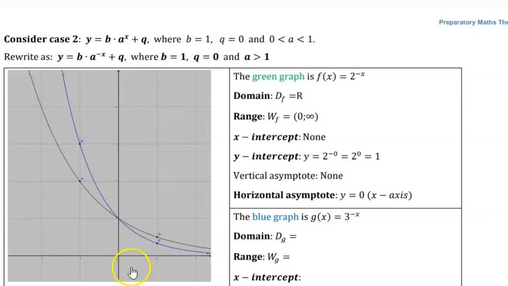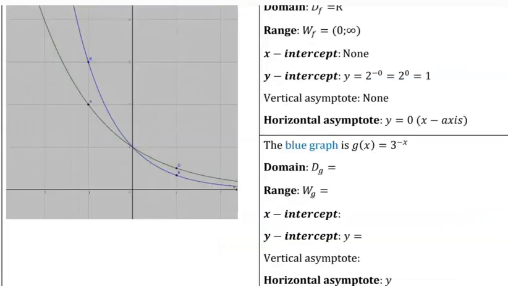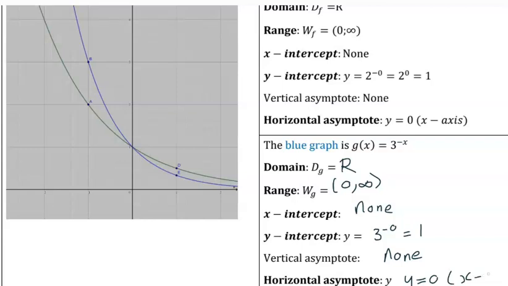So let us look at the blue graph. It is not surprising that the domain and the range is exactly the same as we had before, and we have no x-intercept, and the y-intercept will now be 3 to the minus 0, which is also 1, and no vertical asymptote, and my horizontal asymptote y equal to 0, that is my x-axis.